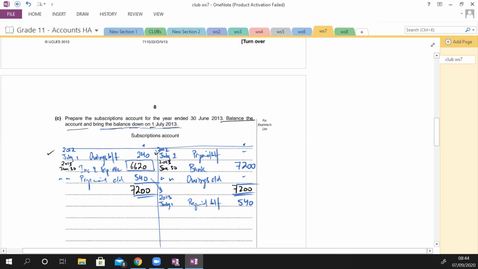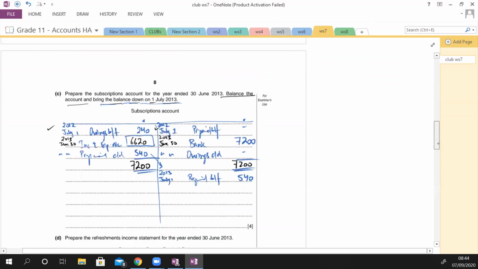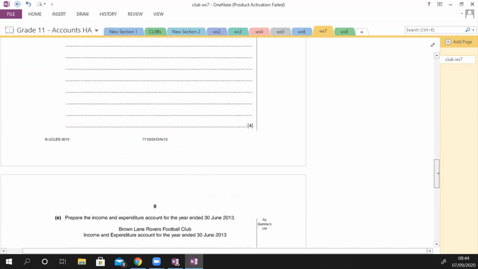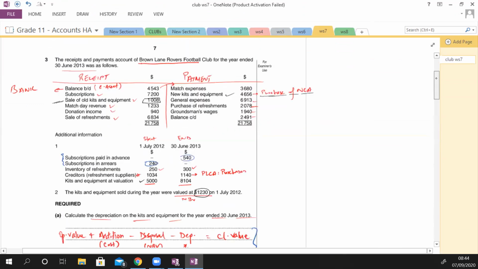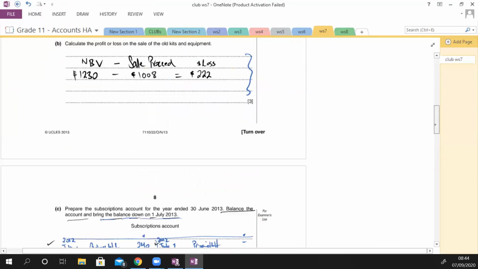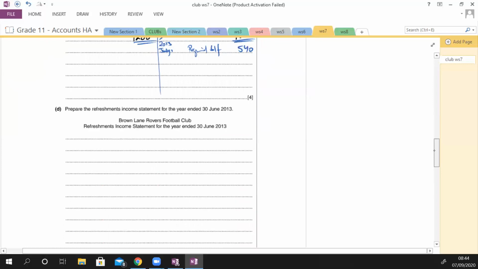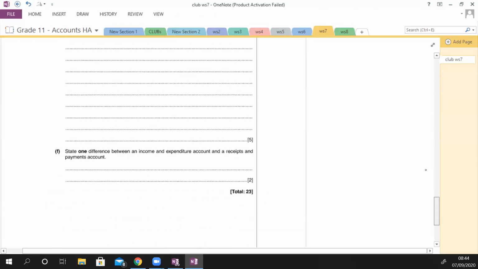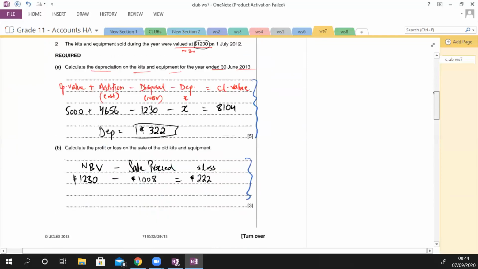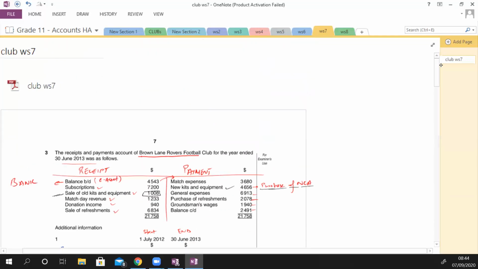6620 is the charge to income and expenditure account. Now, do we have to calculate? What's next? Refreshment income statement and income and expenditure account. Okay, let's recall the steps.